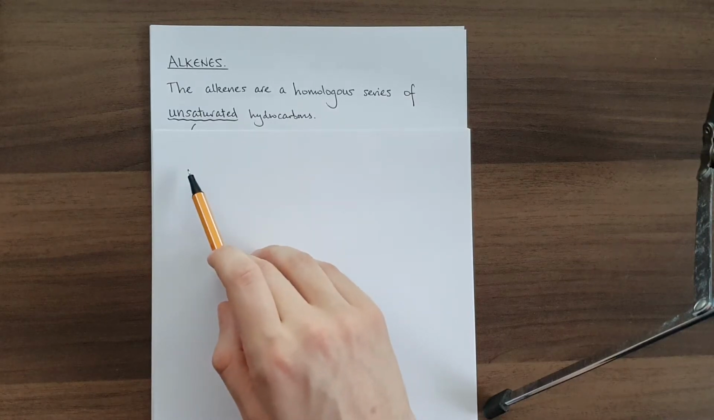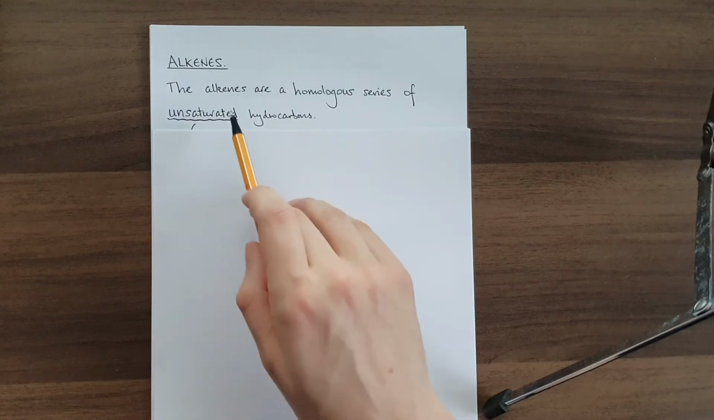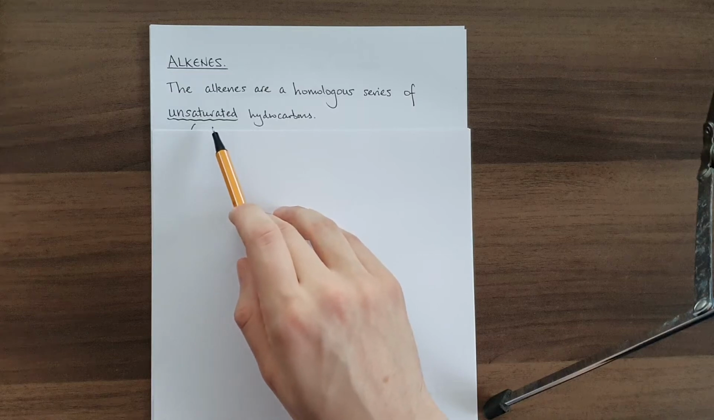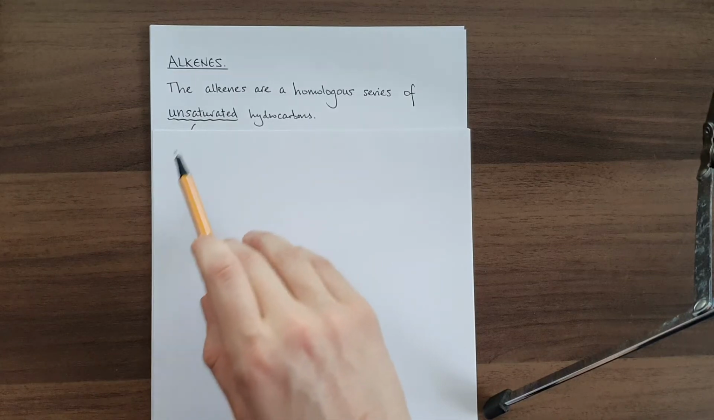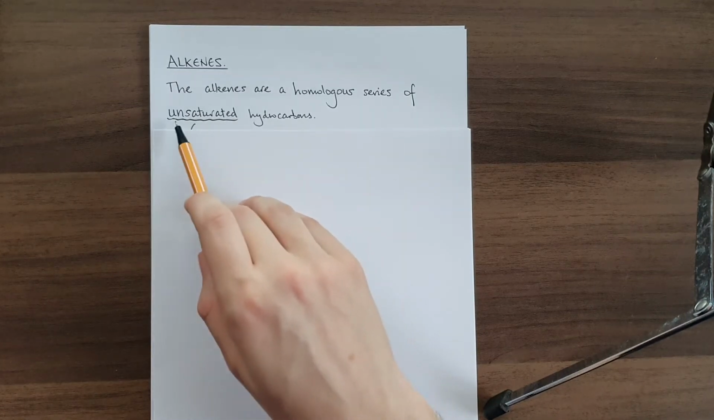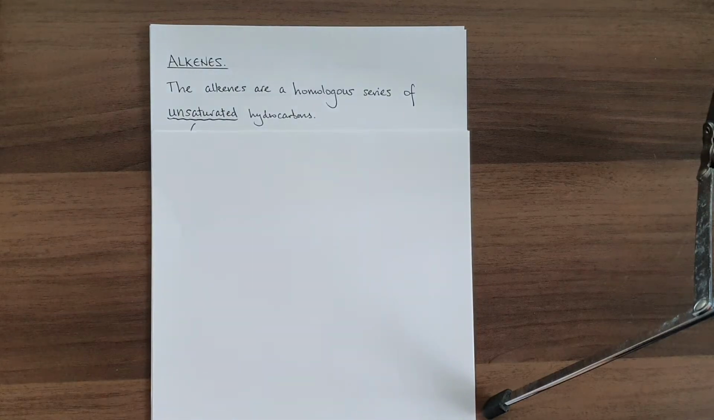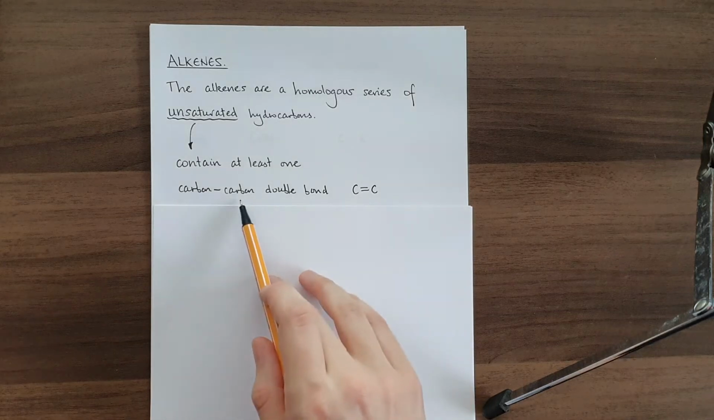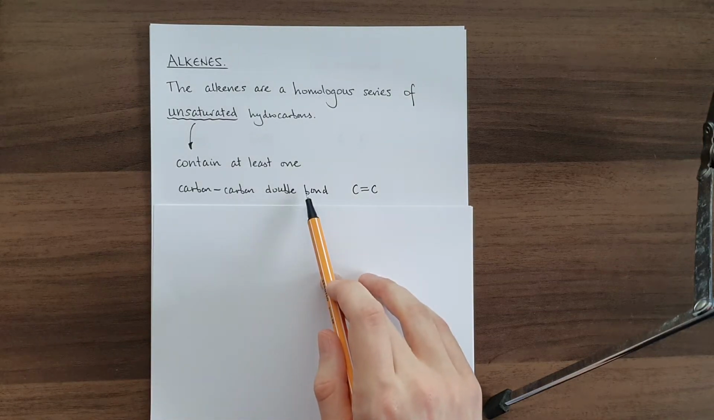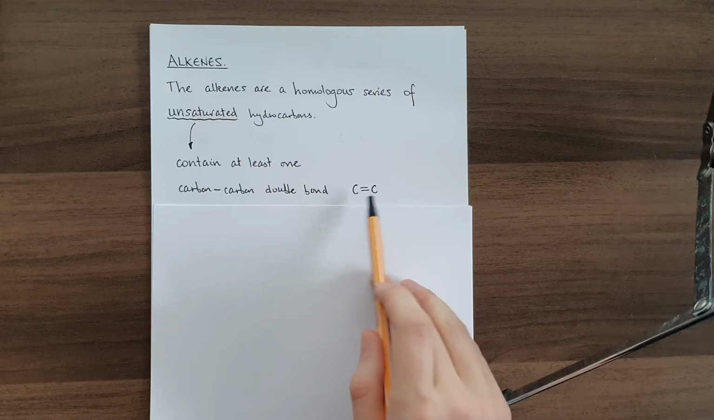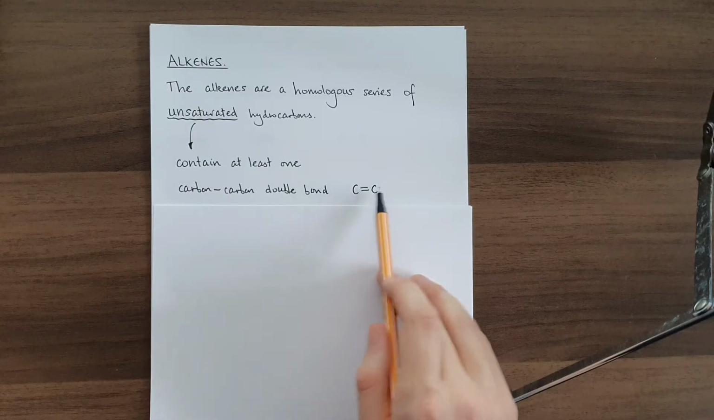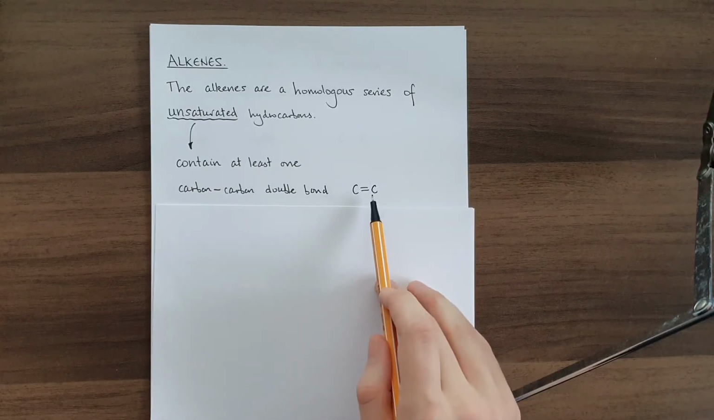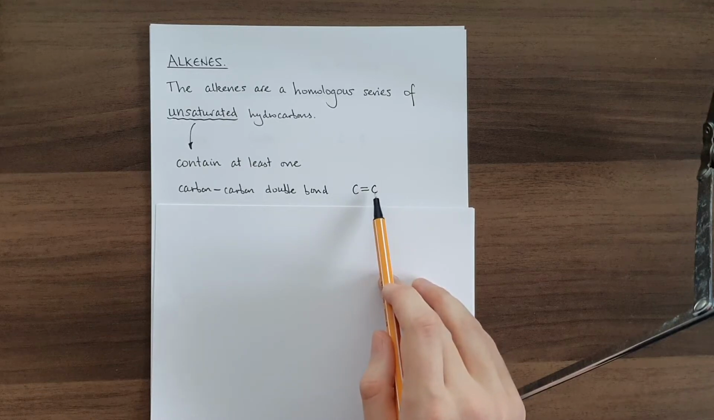Now, what does that mean? Well, in the same way that saturated hydrocarbons contained only single bonds, unsaturated hydrocarbons can now contain at least one of what we call a carbon-to-carbon double bond, which means 2 carbon atoms bond together with more than one bond, and we call it a double bond.